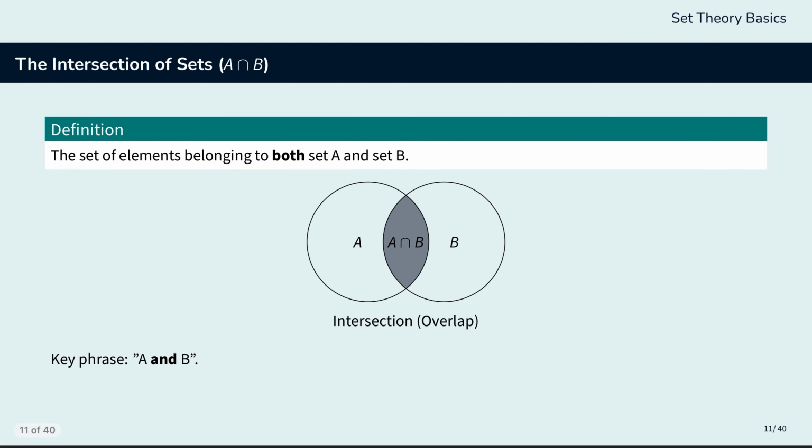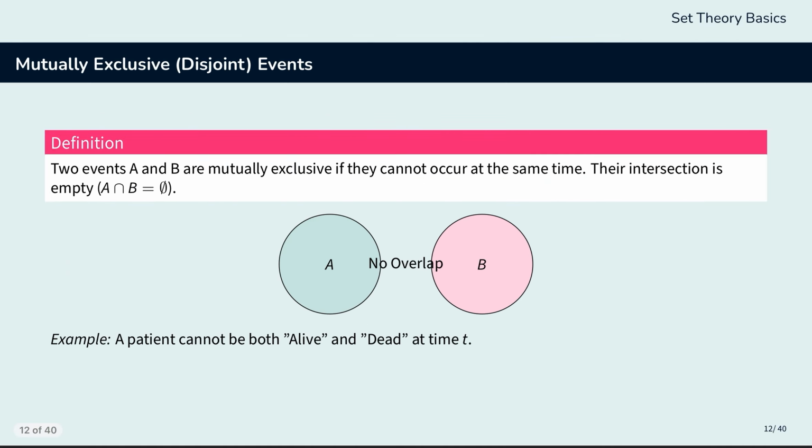The intersection of sets is the set of elements that belong to both set A and set B. This is where we use the key phrase A and B. The intersection is what represents the overlap. So the overlap is what represents the intersection.